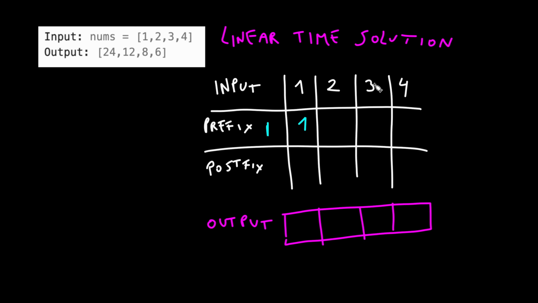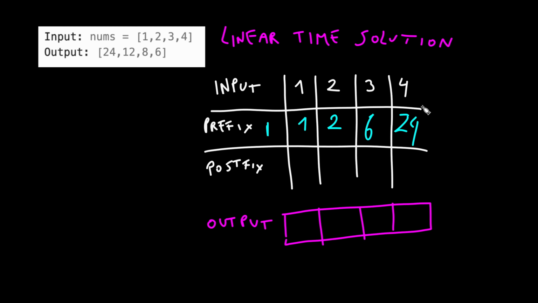The prefix for the number 3 is going to be 2 times 1. We want the prefix for 4. So we are going to do 3 times the number that comes before, which is 2. So in this case 6. And same here, 4 times 6, 24. So this is the prefix over here.